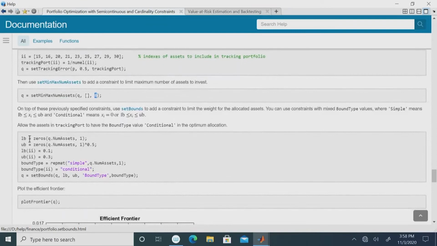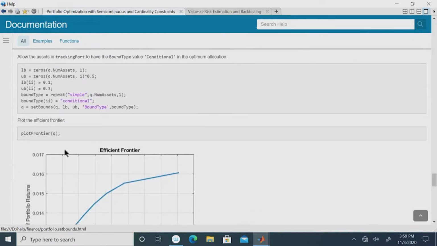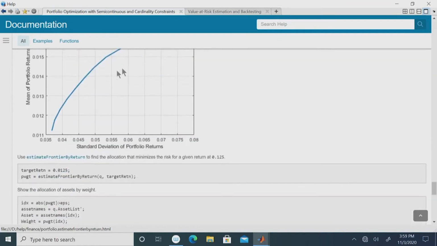So, here we set the lower bound and upper bound. In case an asset is included, we will set the lower bound to be 0.1 or 10%, and the upper bound we will set to be 0.3 or 30%, and in this case we plot the efficient frontier. The efficient frontier turns out to be of this particular form.